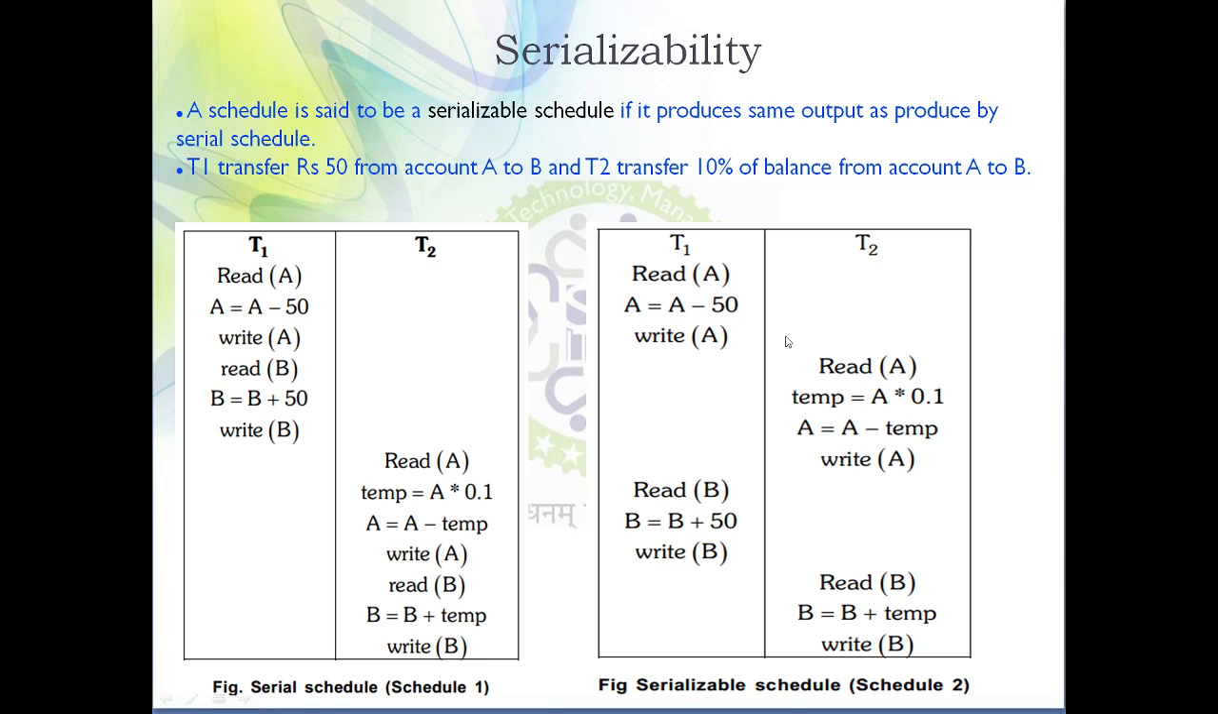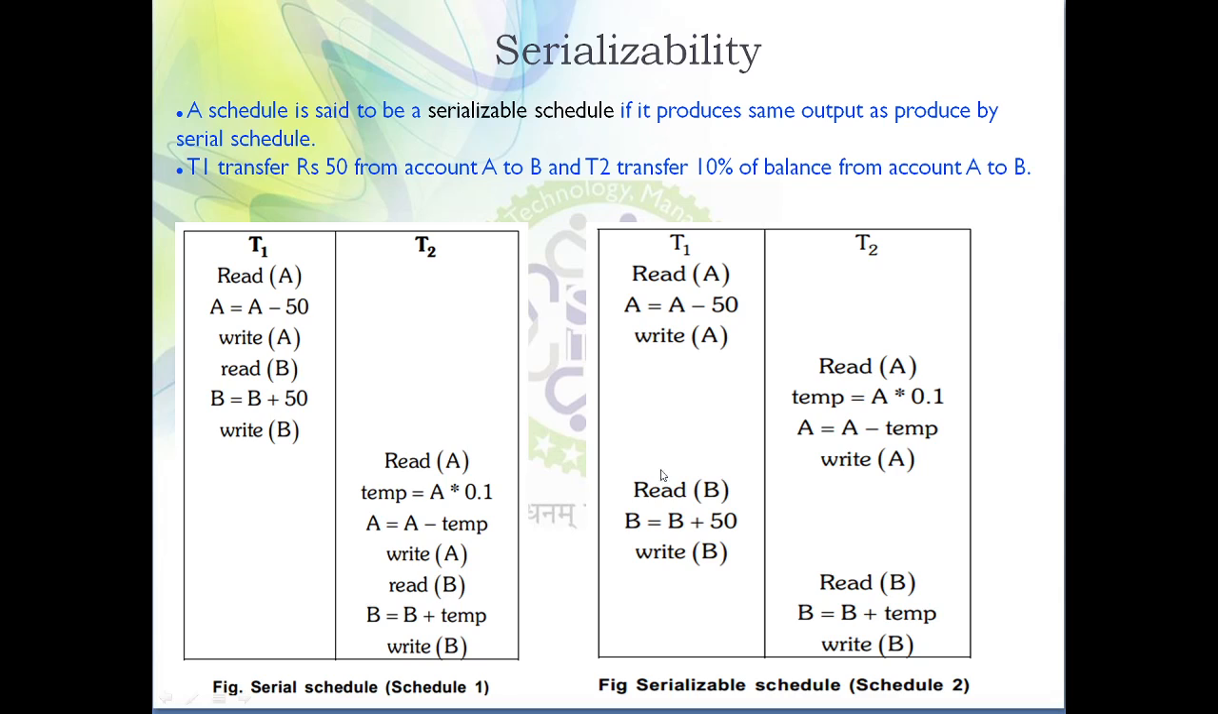Now we want to check in this particular schedule what is the final value of A and B. So again we will do the same thing. The initial value of A is 100, so 50 rupees is subtracted from A, so the new value for A is 50. Then in transaction T2 you are going to read the value of A. Again the new value of A is 50. 10% is 5, so that 5 is subtracted from A, so the final value of A is what? 45. Okay, which is the same as that of schedule 1.